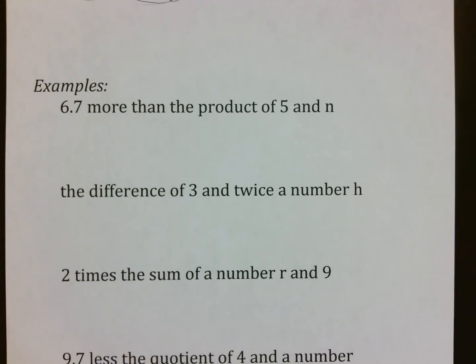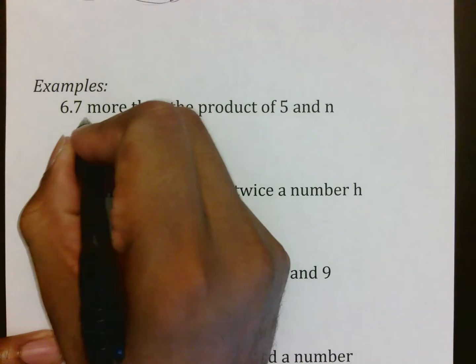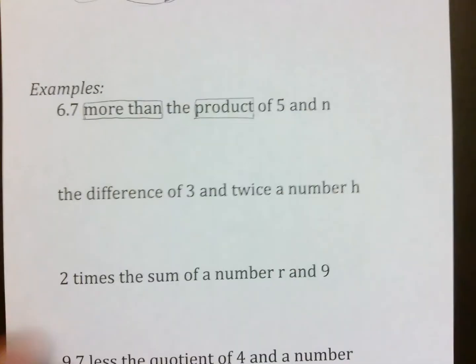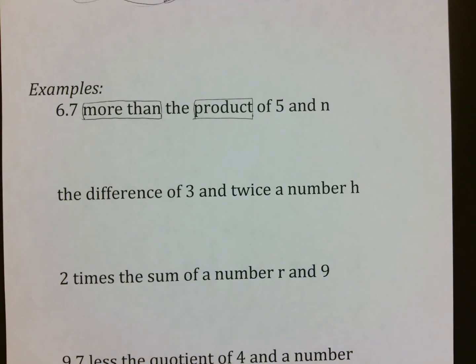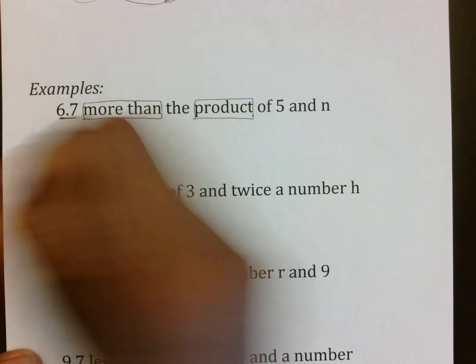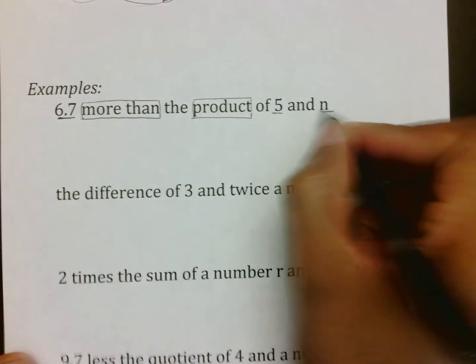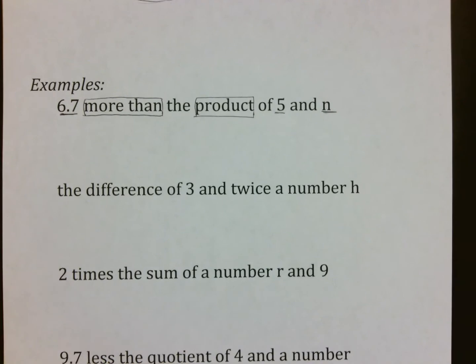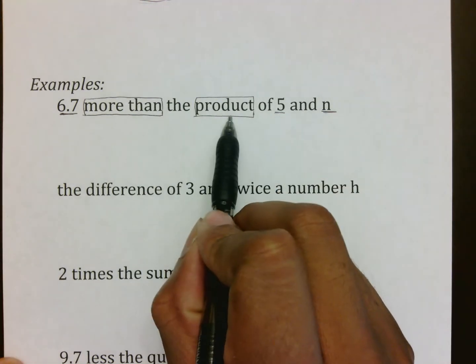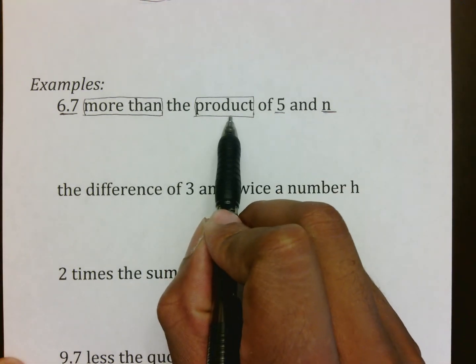6.7 more than the product of 5 and n. First off, in terms of your examples, I think these are on the back of your sheet. First thing you want to do is identify your operation prompts. More than, product. That means plus, that means times. Then get your values out: 6.7, 5, and n, of course. And so what you want to do first is look at your multiplication, because remember, multiplication is stronger, and see if this phrase makes sense.